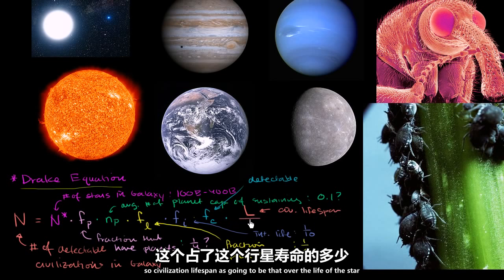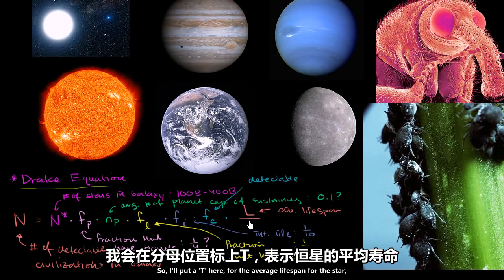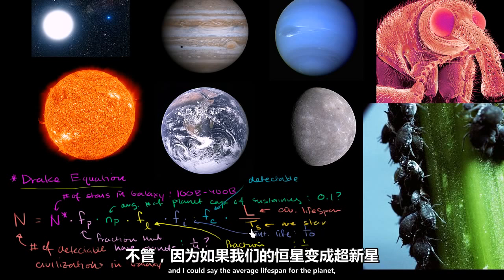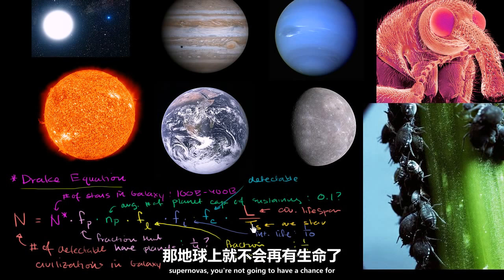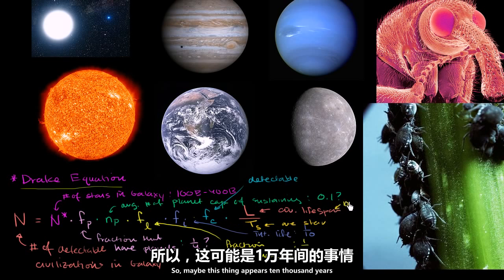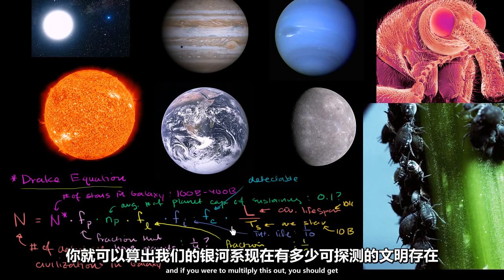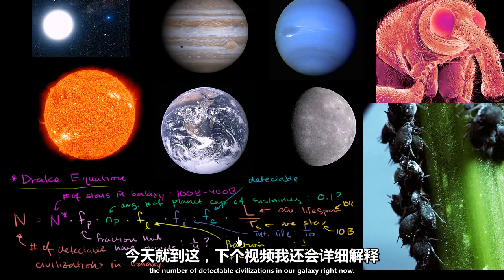And it's going to be that over the life of the star. So that is over, I'll put a T here, T for the star. So the average lifespan for the star. And I could say the average lifespan for the planet or whatever, but we're assuming that once our star supernovas, you're not going to have any chance for Earth to develop life on it anymore. So maybe this thing up here is 10,000 years, and this down here is maybe 10 billion years. And if you were to multiply all of this out, you should get the number of detectable civilizations in our galaxy right now. I'll leave you there for this video.